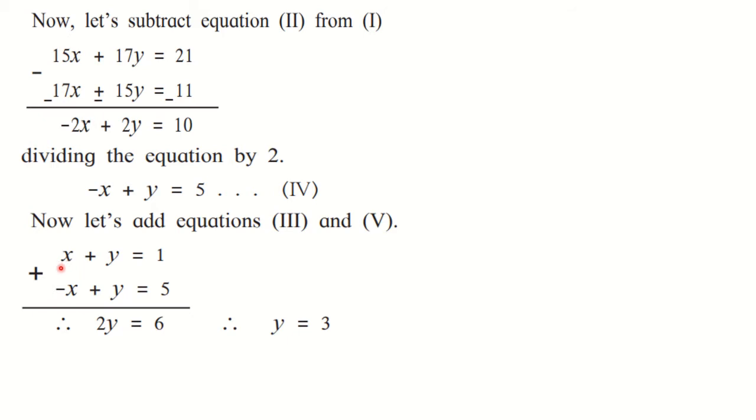So the third equation was x plus y is equal to 1, and the fourth one was minus x plus y is equal to 5. So here plus x and minus x will get cancelled. And here this plus y and this plus y, 1 plus 1, 2y. And here 1 plus 5 is 6. So 2y is equal to 6, and therefore y is equal to 3. Okay. So here we got the value of variable y.